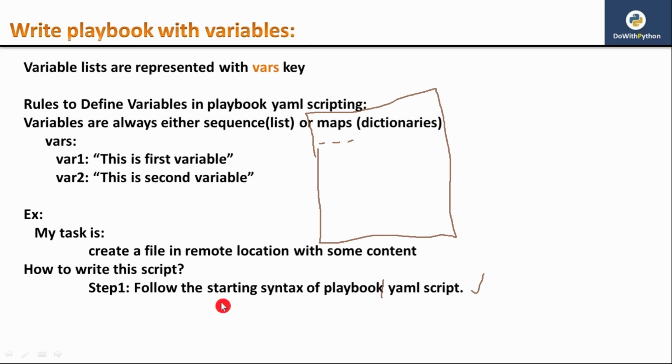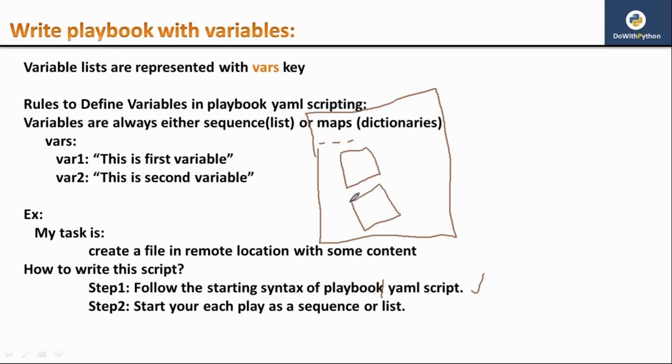Then second step, start each play as a sequence or list. That means just assume you may have any number of plays in a playbook. Suppose I want to write 2 plays. Just assume this is one play and this is one more play. Play 1, play 2. Whenever you are writing a play, you should start with a hyphen such that the play is a sequence or a list. And if you want to write one more play, again start with a hyphen. Because of these hyphens in the same position, these 2 plays are the sequence for your YAML script or playbook.